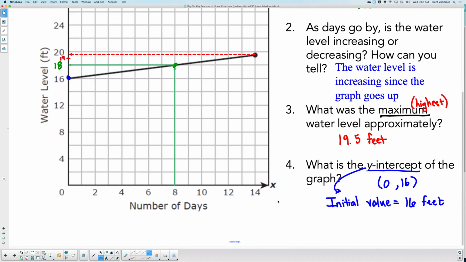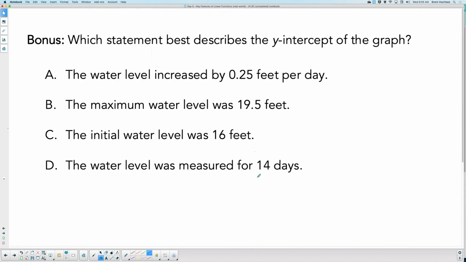All right, so that's example 1. We did the same stuff we were doing before, but we just did it in a real world situation. Cool? All right, let's move on to example 2.